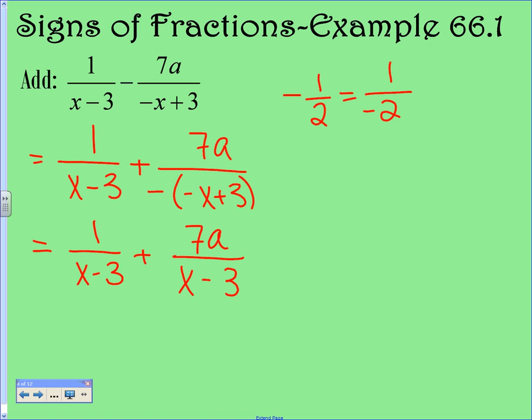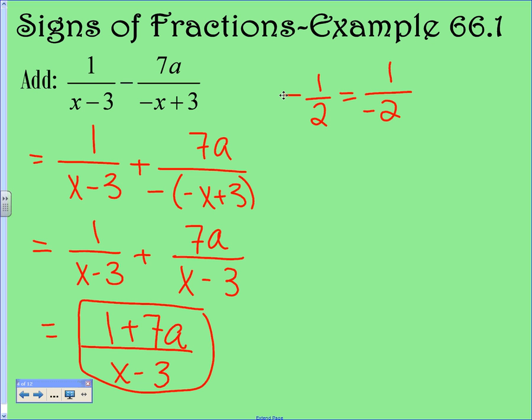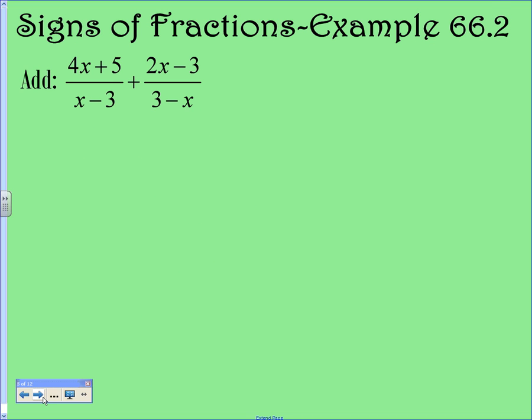Now what do you notice? The exact same denominator, right? So our common denominator is just x minus 3. What would our numerator be? And so that would be your answer. Do y'all see how that works? Okay, let's look at another example.